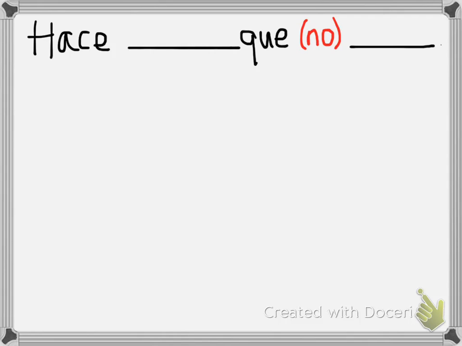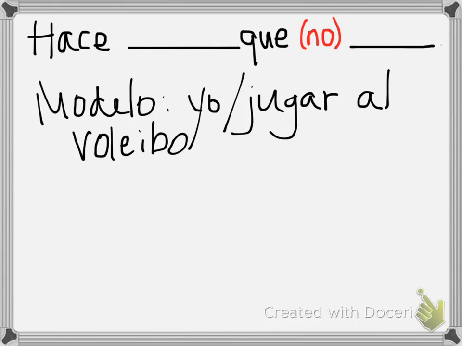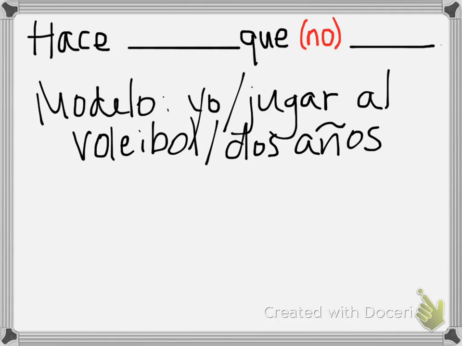Okay, if you flip your sheet over, you are going to do some practice now. Tell how long the following activities have been taking place. So here in the example, you're given a subject, you're given an infinitive verb, or we'll also call it a verb phrase because it does have more information here: al voleibol. And then you're given a time period. So what you need to do is use this hace que structure, or the hace que no structure, to be able to talk about how long the following activities have been taking place, or how long you've been doing these things, or how long other people have been doing these things.